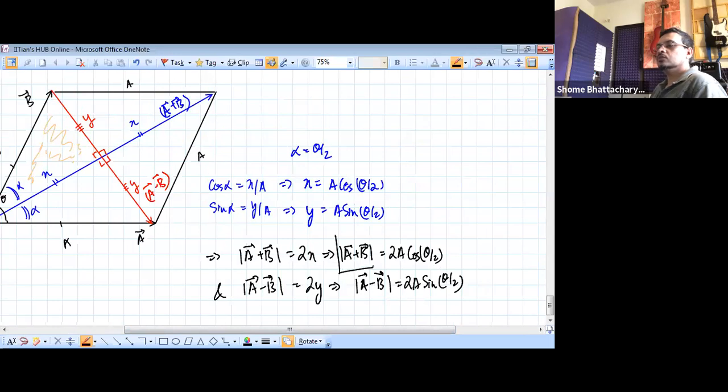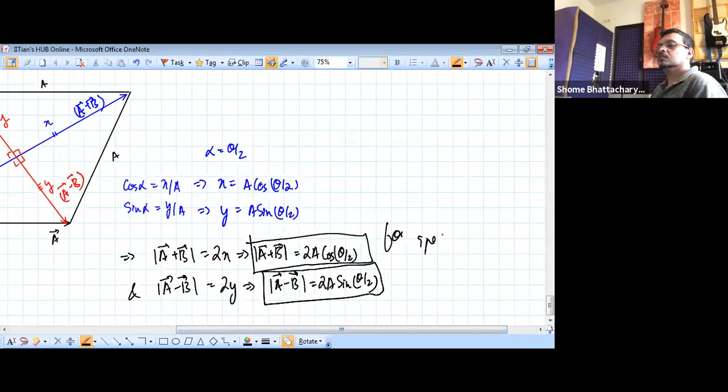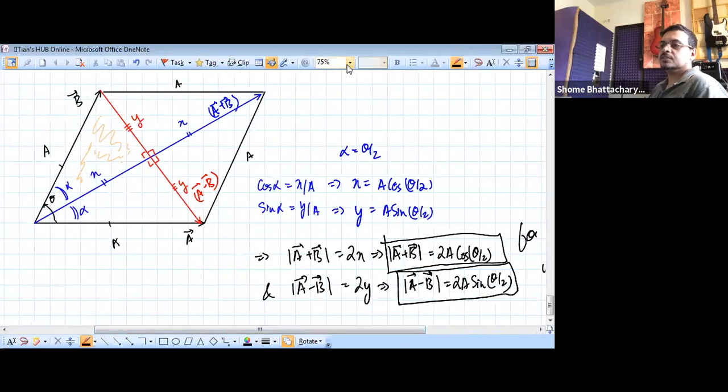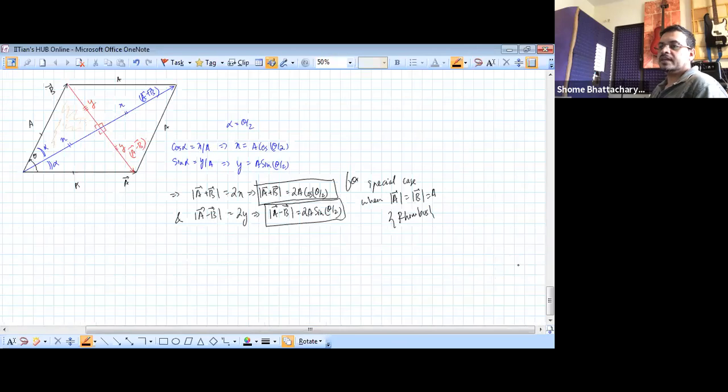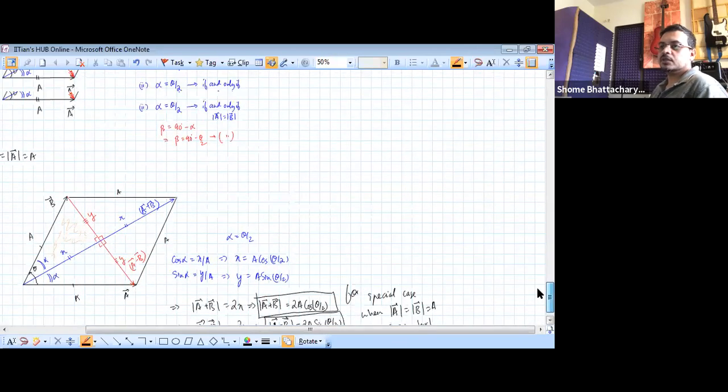So these two are two important properties for the special case when mod A is equal to mod B equal to capital A, or the case of the rhombus. And the square is included in the rhombus. Okay? So just remember that square is a special case of rhombus, but rectangle is not. A rectangle may be a square, may not be.